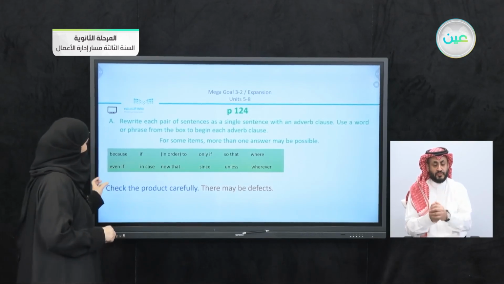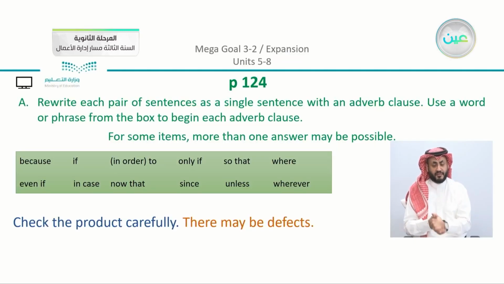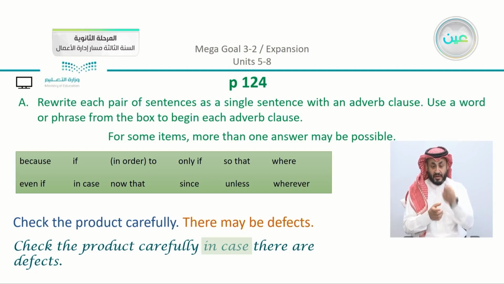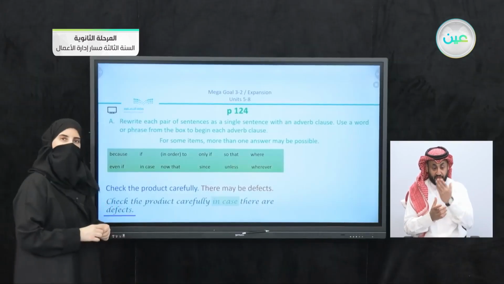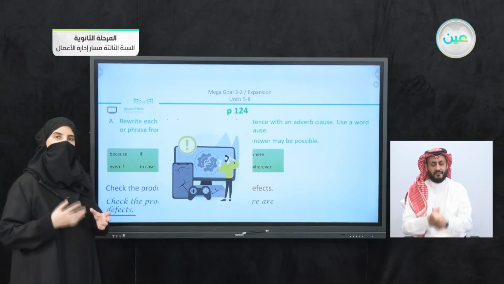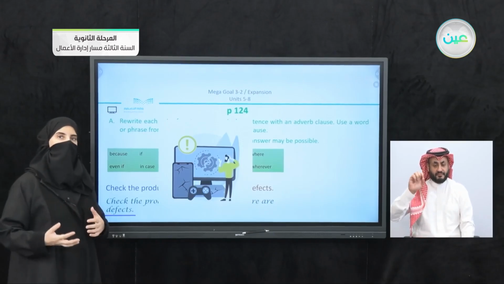We have the first one, check the product carefully. There may be defects. Now we are going to combine them together by writing, check the product carefully in case there are defects. We are going to start. But before, did you notice that we have here the word defects? Do you remember the word? We learned the word before. Defects means that there is a problem with it, or something that is not working properly.